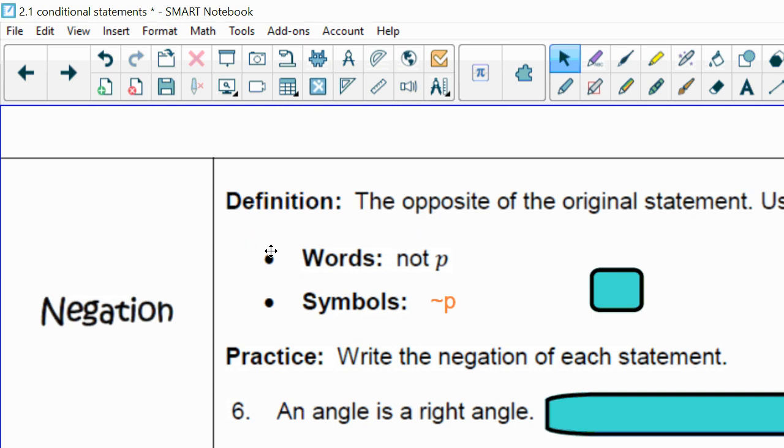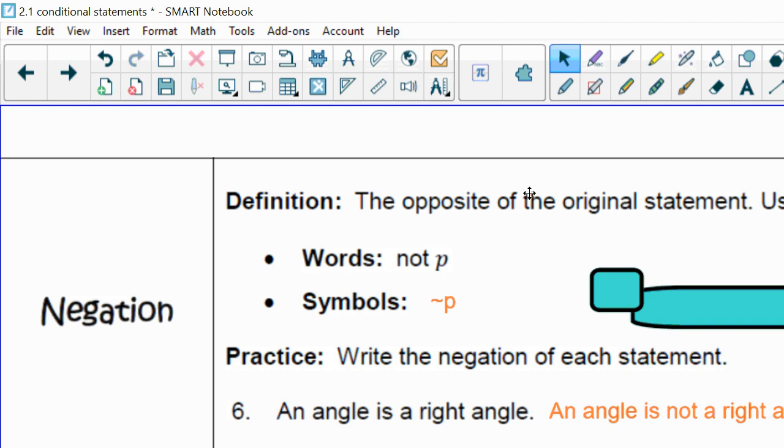So if I wanted to write the negation of an angle is a right angle, what would the negation be? How would I say that opposite? I would say an angle is not a right angle. Kind of like if I say the sky is blue, the negation would be the sky is not blue.